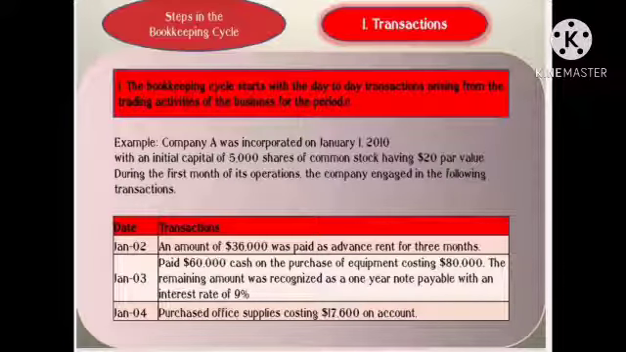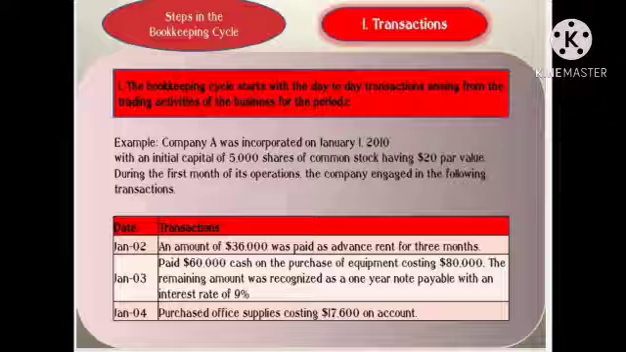The bookkeeping cycle starts with the day-to-day transactions arising from the trading activities of the business for the period. For example, Company A was incorporated on January 1st, 2010 with its initial capital of 5,000 shares of common stock having $20 par value. During the first month of its operation, the company engaged in the following transactions. Let's look at an example of a transaction.